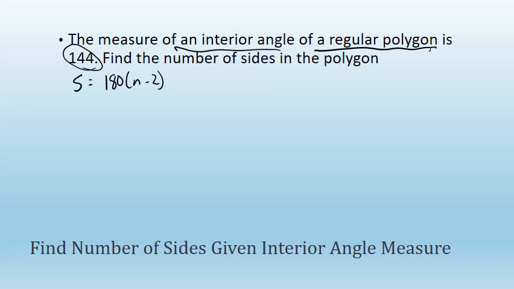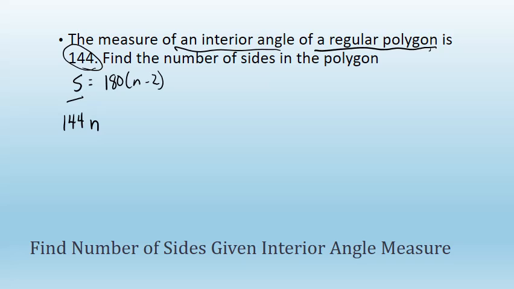But I don't know the sum. But I do know the measure of one of the angles. And it's a regular polygon, so they all equal each other. So I could set this up then as 144, the angle measure I know, times n. Well, 144 times the number of sides, since they're all equal, is going to give me the sum of those interior angles.